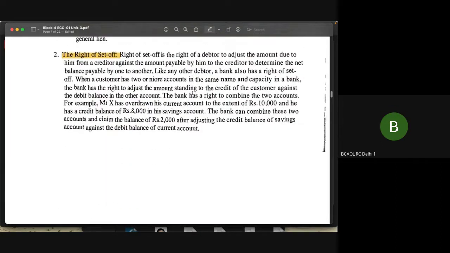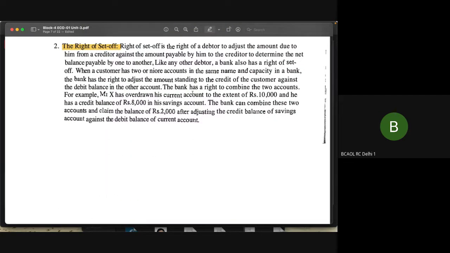Right to set off. Suppose you have two accounts. Say you have a current account and a savings account in a bank. Current account has a negative balance. Savings account has a positive balance. The bank has the right to set it off. Suppose your current account has a negative 8,000 balance, whereas your savings account has 10,000 balance. So the bank can set it off, and your net balance in the bank will be 2,000, like that.